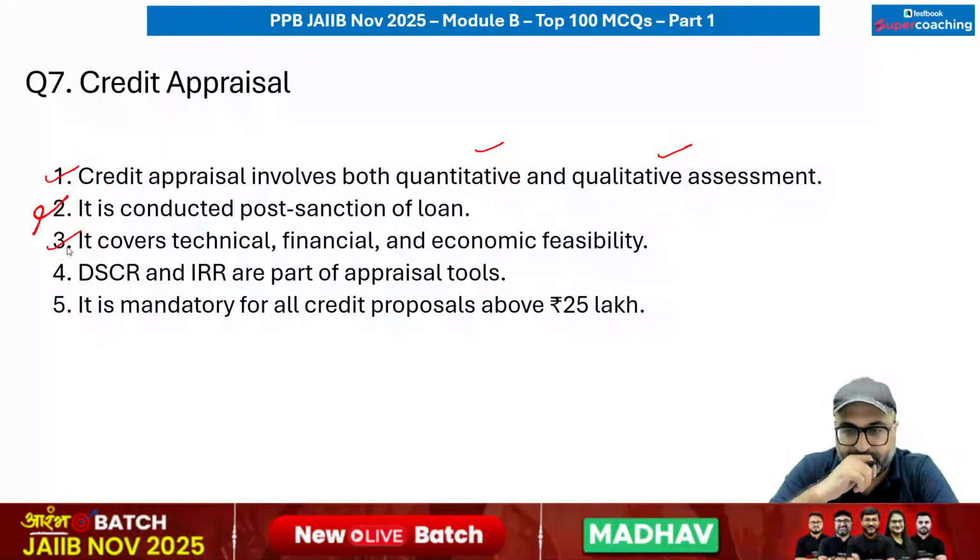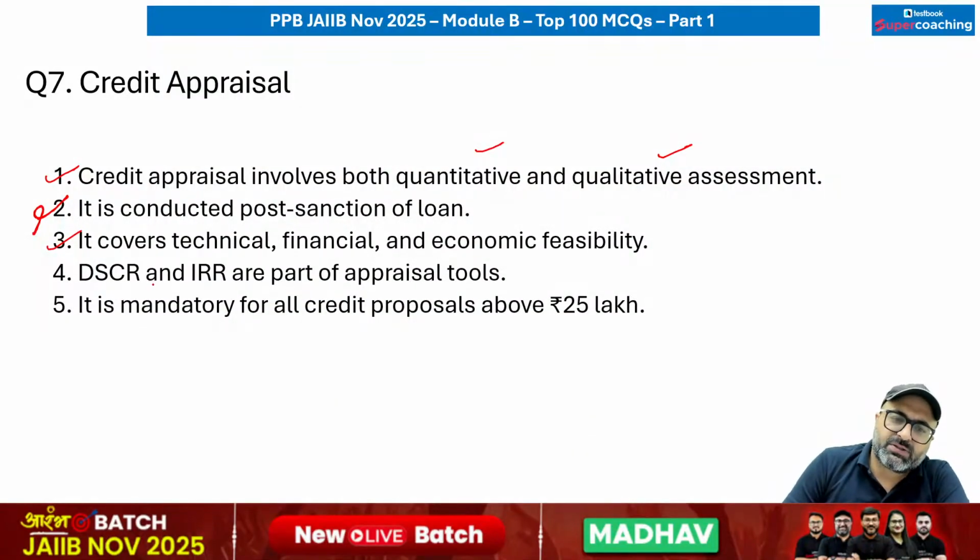That is a scenario. Now in this case, the debt service coverage ratio is considered good if it is greater than 1.25. Internal rate of return is good if it is greater than the cost of funds or the loan repayments. Okay. So DSCR and IRR are part of the appraisal tools, that is true.